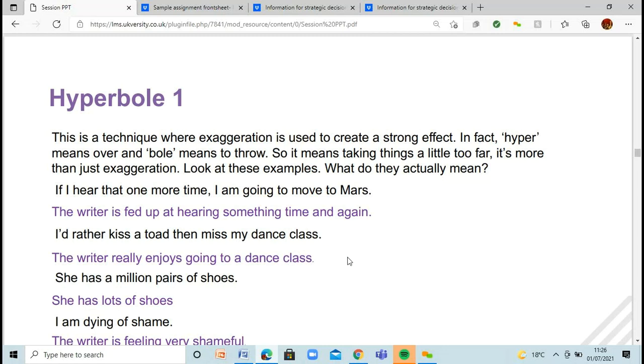So it's showing that the writer really enjoys dancing, and they don't want to miss their dance class. They'd be like, I'd kiss a toad if I had to miss my dance class. She has 1 million pairs of shoes, so she's got lots of shoes, and I'm dying of shame. So maybe something really bad has happened, they're feeling really shameful. So they're using these exaggerations to make their points.